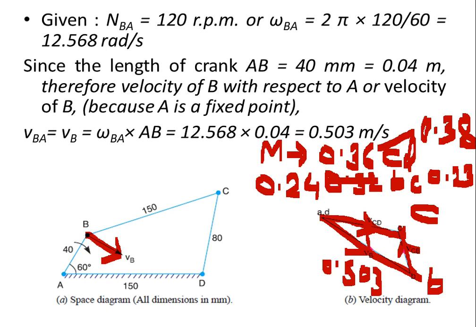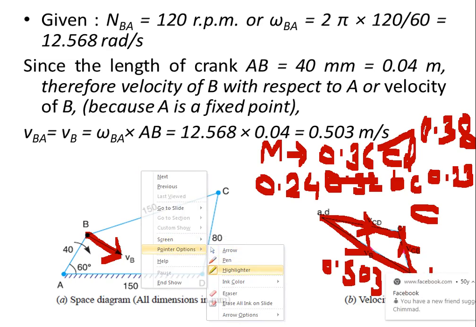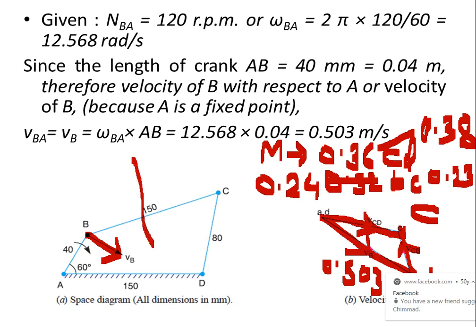What does perpendicular mean? Whatever angle is there, just an extra 90 degrees to that. Whatever link is there, just perpendicular to that. So if BC is like this, you have to take a perpendicular to it. If CD is this line, exactly perpendicular to this. So that you always have to remember.